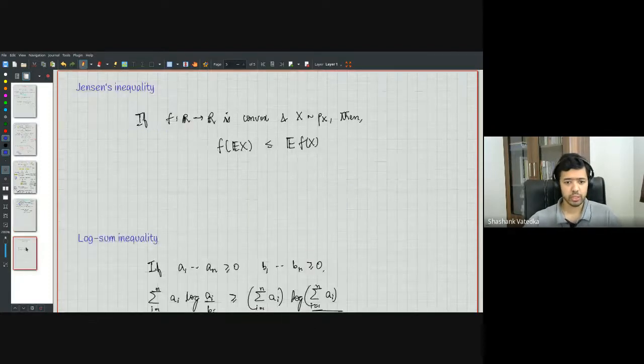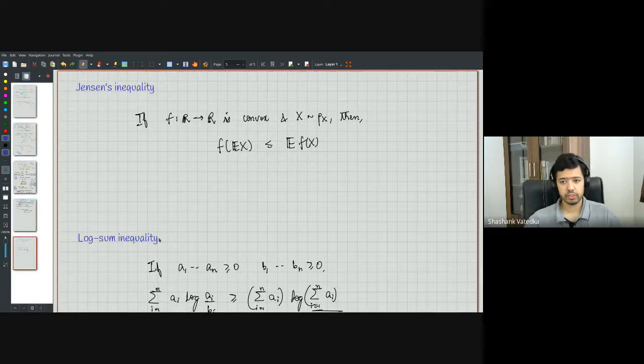Okay, so one key property of convex functions is the following. Convex functions satisfy Jensen's inequality, and it says the following. If you have a real valued function which is convex, and you take any random variable x, then f of expectation of x is less than or equal to expectation of f of x.